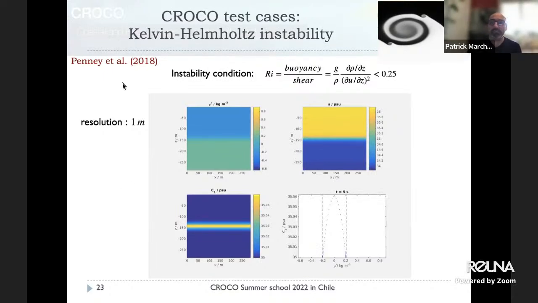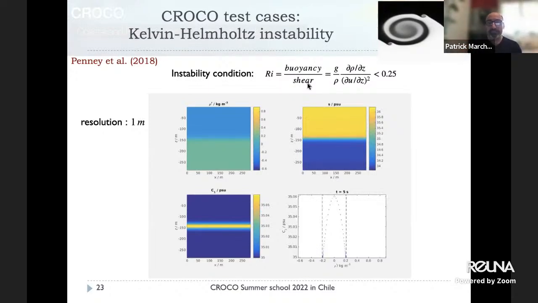It has been studied in particular in the case of CROCO by a group of people in Toulouse, and the publication is Penne et al. 2018, so it's a relatively recent publication. The instability condition is the one written here. It's given by the Richardson number, which is the ratio between buoyancy and shear. So if you have some shear, you will tend to generate a shear instability.